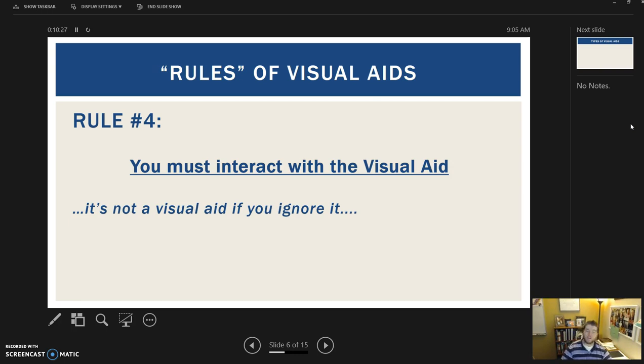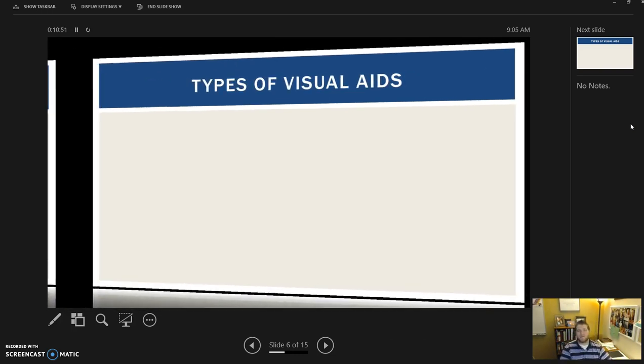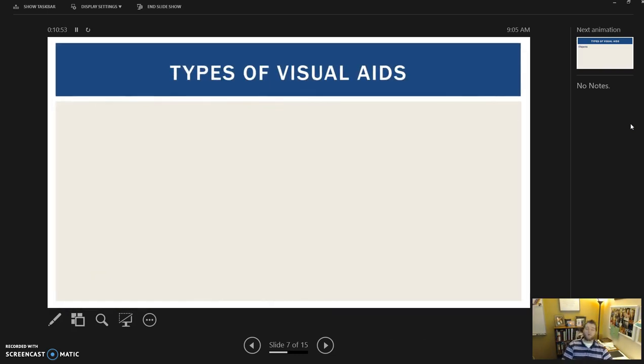Okay, do not just throw one slide up behind you or whatever with the title of your presentation and expect that to be a visual aid. That's not a visual aid. That's just a slide with the title of your presentation on it. So I guess it aids people in remembering the title of your talk, but you need to interact with it throughout the presentation. Okay, so folks, those are my big four. Okay, my big four rules for dealing with visual aids.